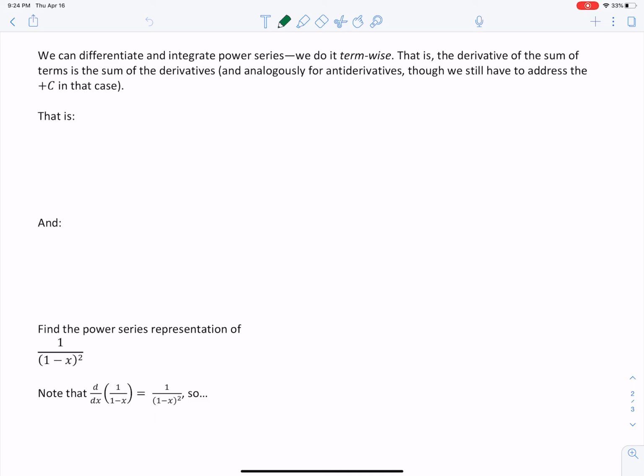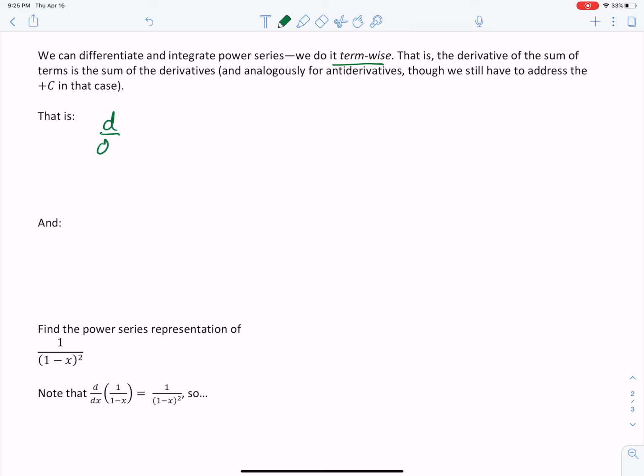We can find power series representations of derivatives and integrals of functions as well. And the key is to do what we call term-wise. So if we have a power series formula for a function, we get the power series for the derivative of that function by differentiating each term and adding them up. And likewise, we'll get a power series representation for the integral of a function by integrating each term in that power series.